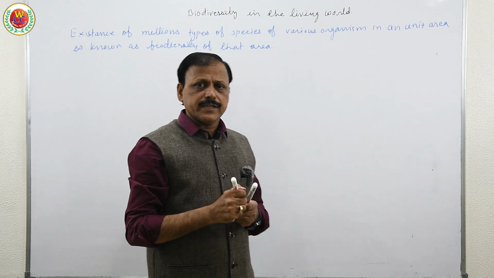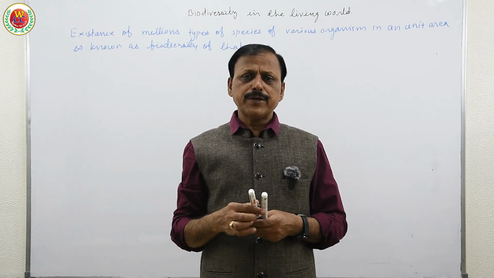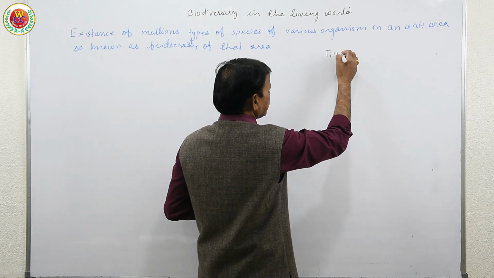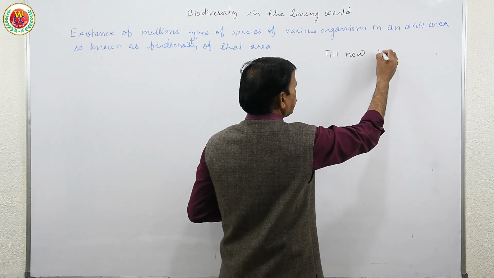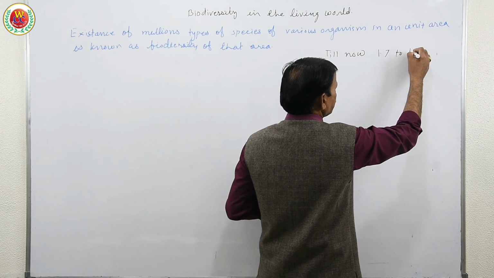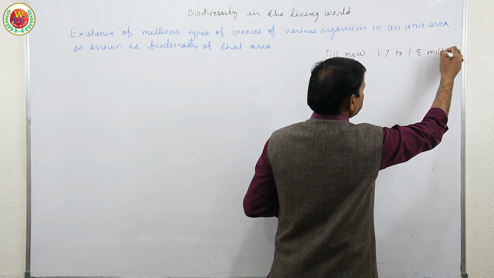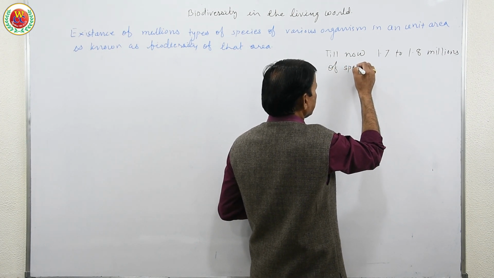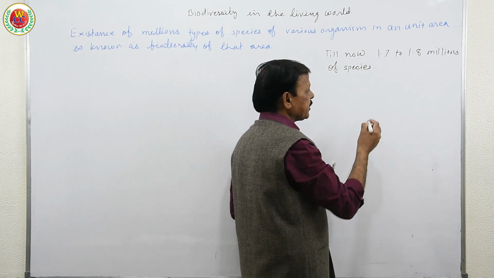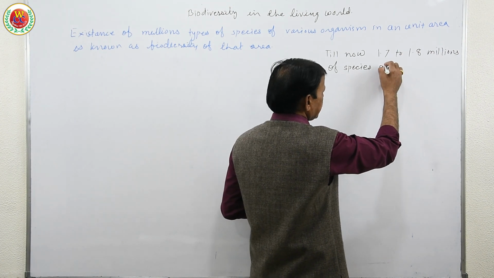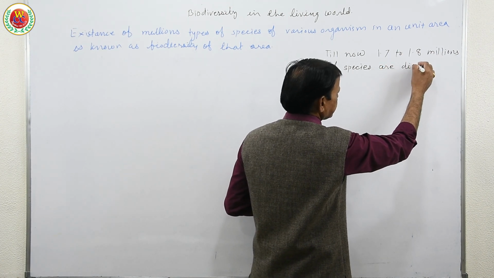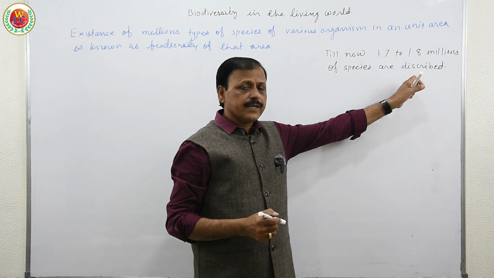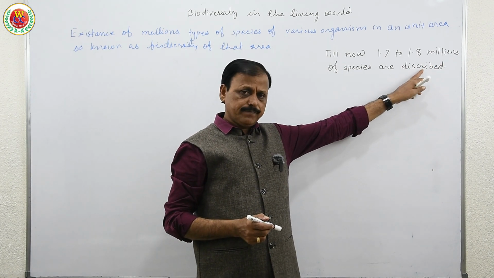Now till today, 1.7 to 1.8 million species of different plants and animals have been discovered and described. What does described mean? Their features are explained to know them.